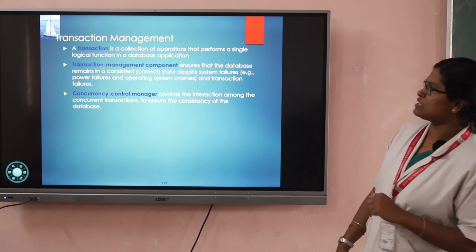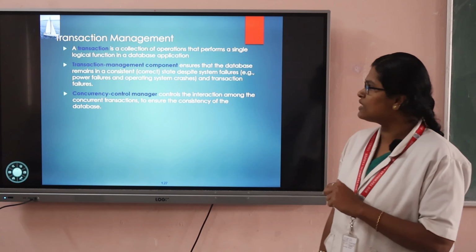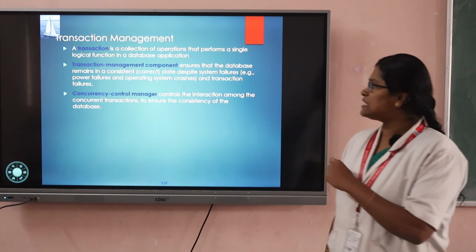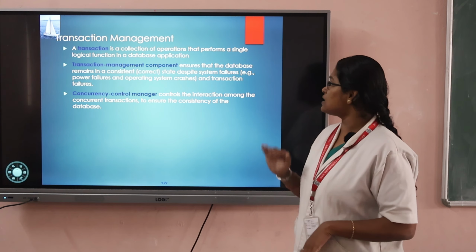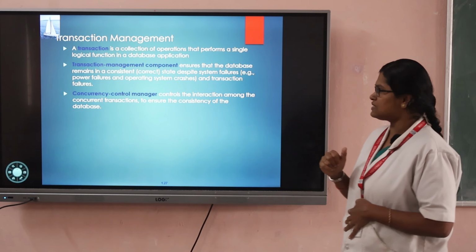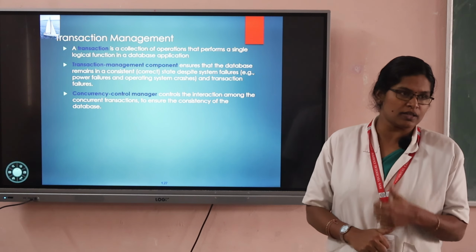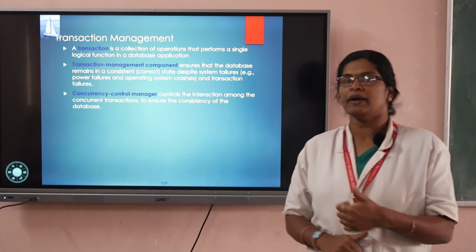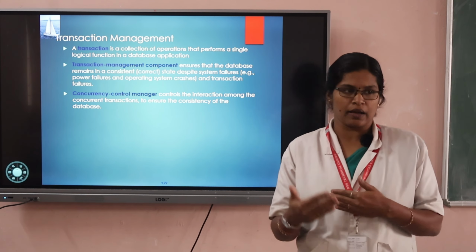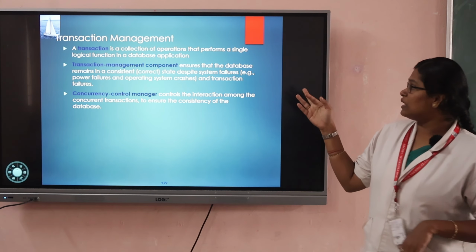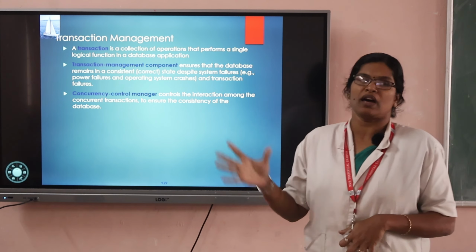Then transaction management. A transaction is a collection of operations that performs a single logical function in a database application. The transaction management component ensures the database remains in a consistent state despite system failure. For example, if a power failure happens during use of the ATM machine, it will give the backup documents. So that type of problem is handled by transaction management.